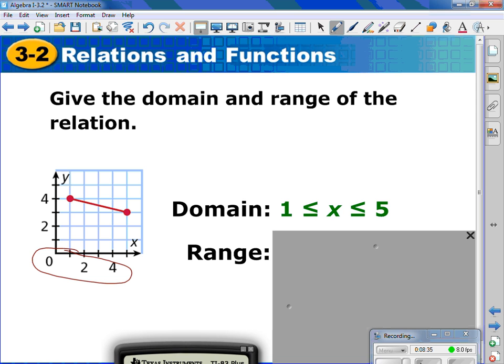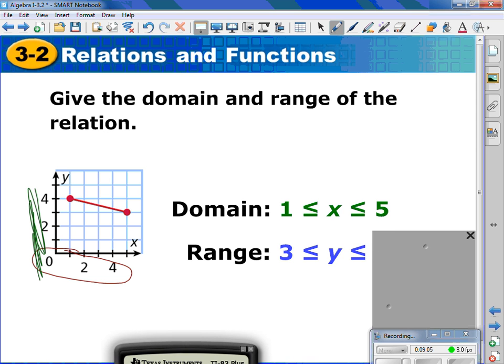For my range, I look at my y values. So where do I start at on my y's? My lowest point is 3. My highest point is 4. And it's everything in between, right? Three is less than or equal to y is less than or equal to 4. There's your domain and your range. Continuous functions have the less than, greater than symbols.